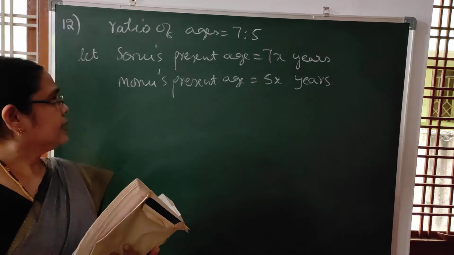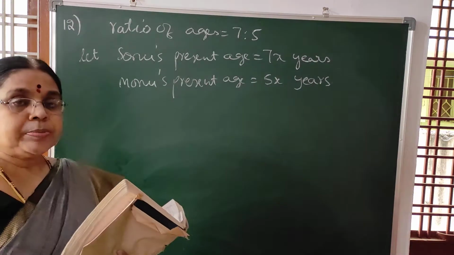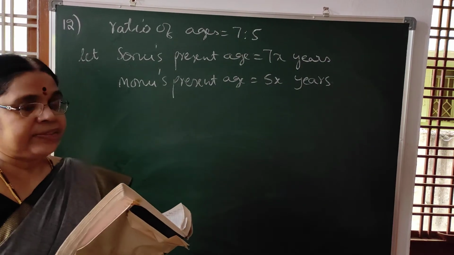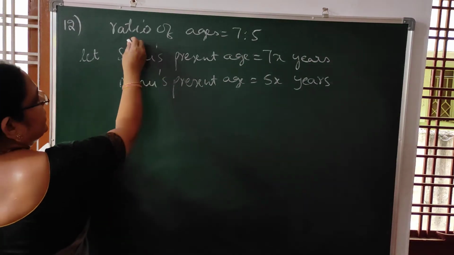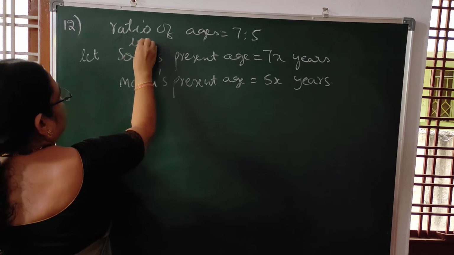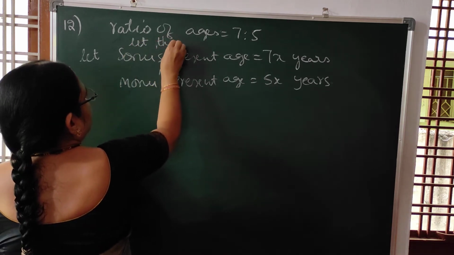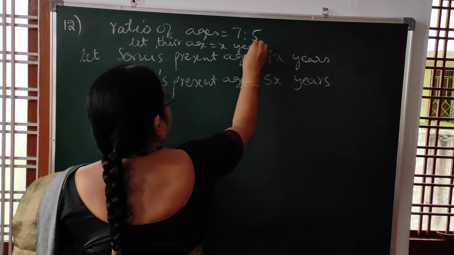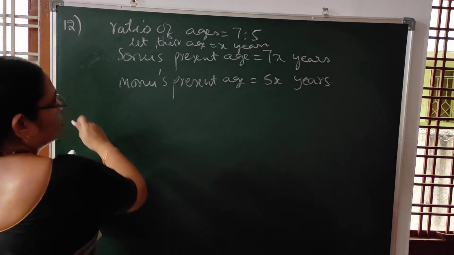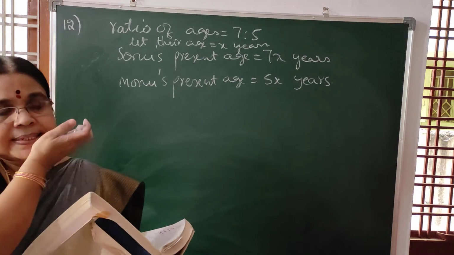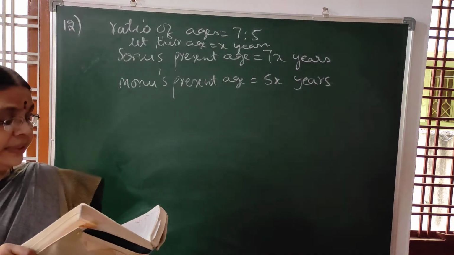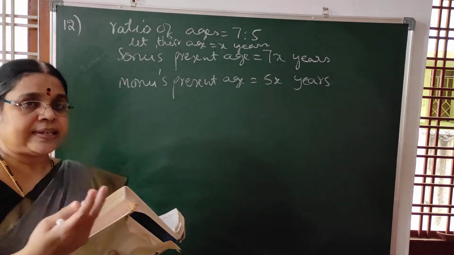Let their ages be x years. Then Sonu's present age is 7x years and Monu's present age is 5x years. Before this you can write: let their age be x years. Then Sonu's present age is 7x years, Monu's present age is 5x years. So 10 years hence, that means 10 years after.